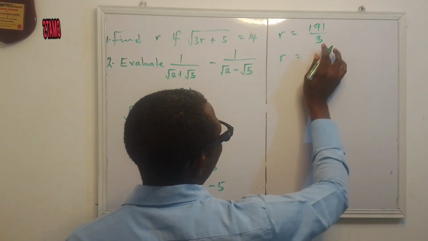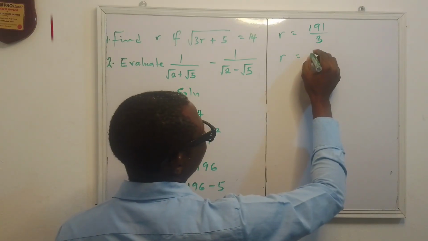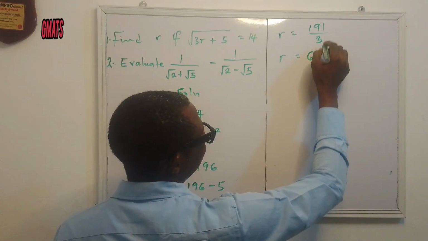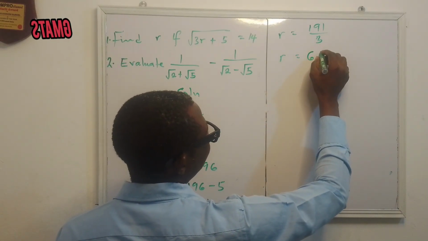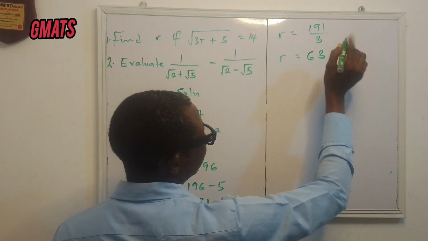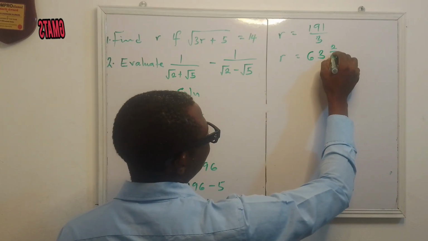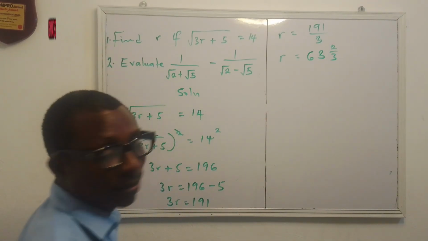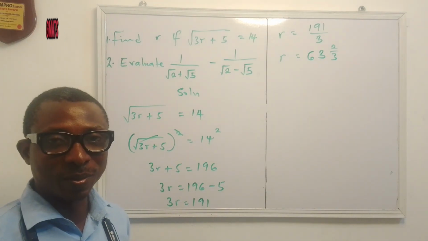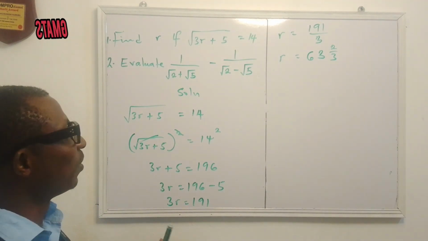So r equals, 3 goes into 19, that is what? 6. With the 1. So in 11 we have 3. Okay, so it remains 2. So 2 over 3. So this is the value of r, 63 and 2 over 3. And that's how to solve the problem. Okay, now let's look at the second question.